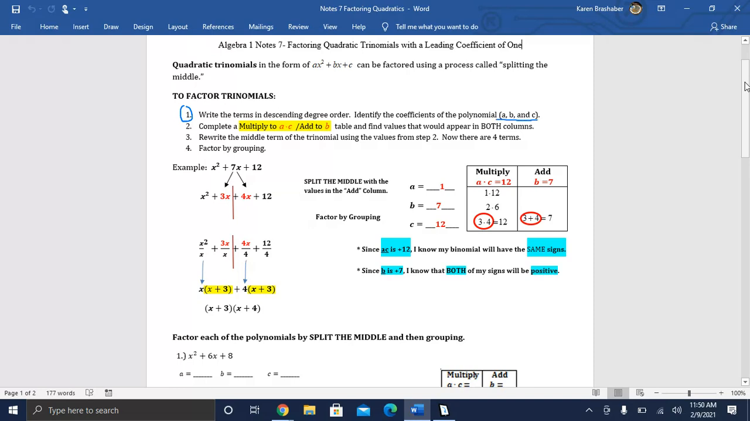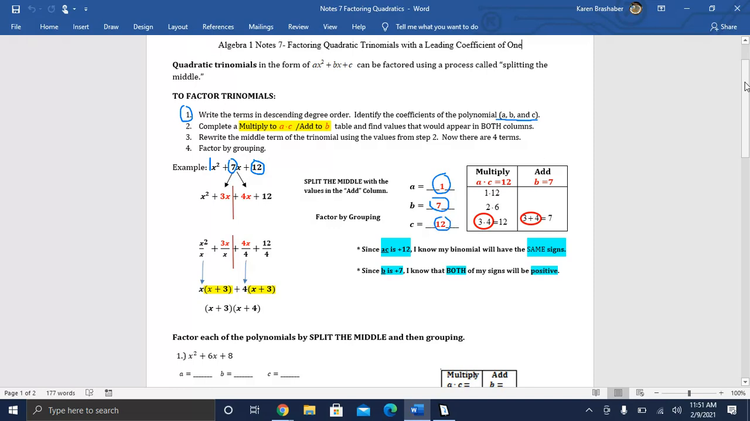So A is that number in front of the x squared. And for today, the A is going to be a 1. If we don't write a number in front of the x squared, then it is understood to be a 1. The B is the number that is in front of the x. So the B will be our middle term. And then C is our constant, whatever the term is that does not have a variable.